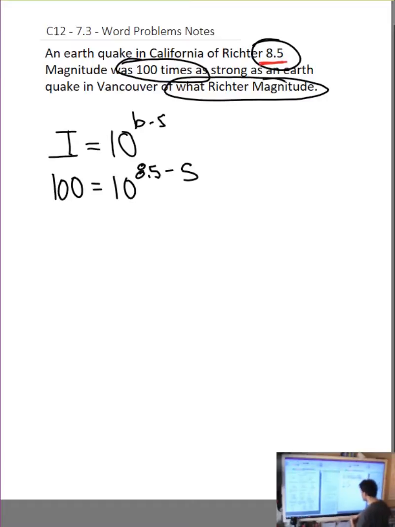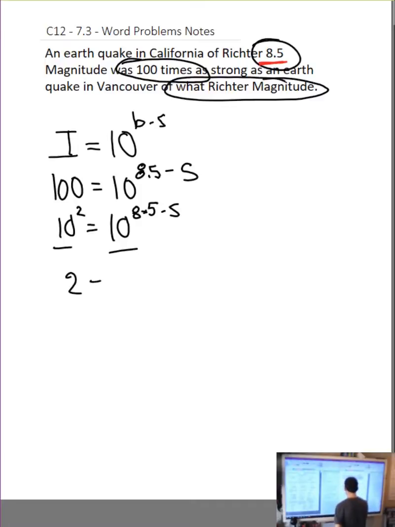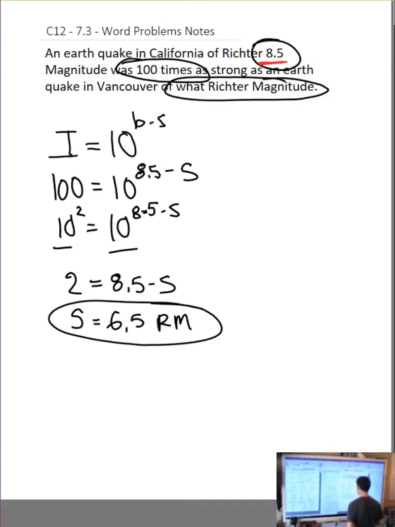Now, I know that 100 is simply 10 squared, equals 10 to the 8.5 minus s. And if I have the same base, I can make the exponents equal to each other. And I can solve for s. So if I add s to both sides and if I subtract 2 from both sides, I get s equals 6.5. And the units, Richter magnitude. The smaller earthquake was a 6.5 Richter magnitude.